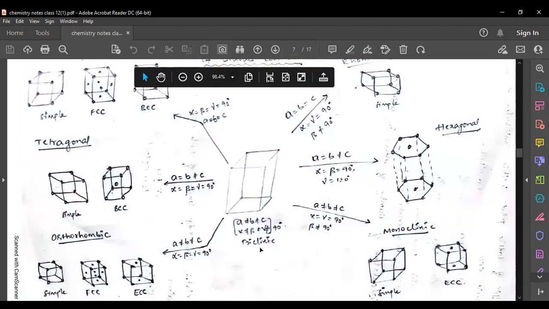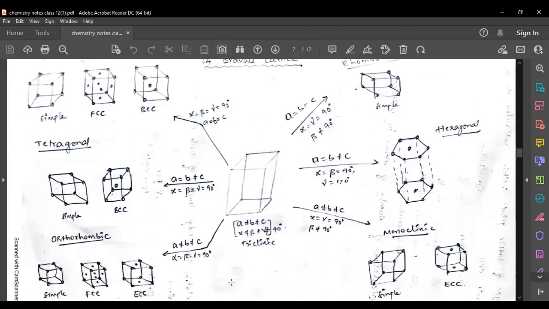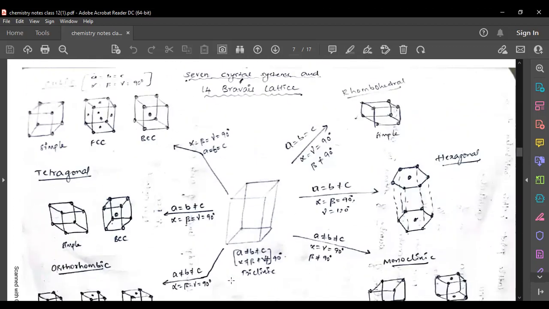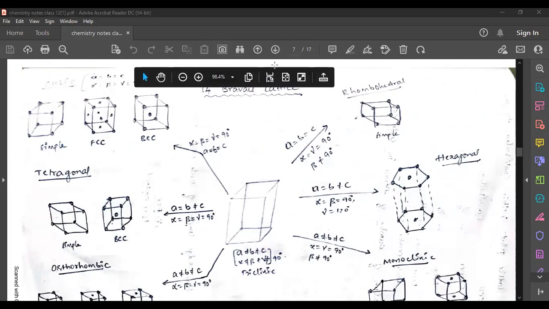So this is the 14 Bravais lattices and the 7 crystal systems. And if you take the cubic, we have the simple, FCC and the BCC. So what is the full form of BCC? What is the full form of BCC?